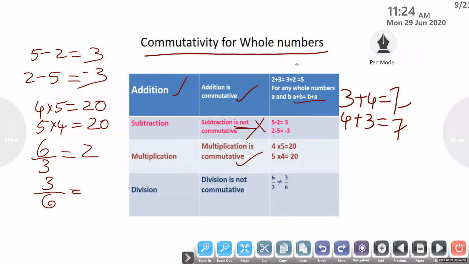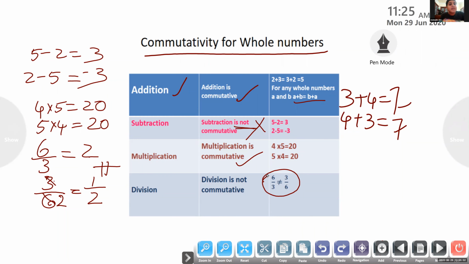We can cancel 3 here. How many times? 2 times. So it is 1 by 2. 6 by 3 is 2, and 3 by 6 is 1 by 2. Are they equal? No, they are not equal. So we can say that division is not commutative. So for whole numbers, only addition and multiplication are commutative.